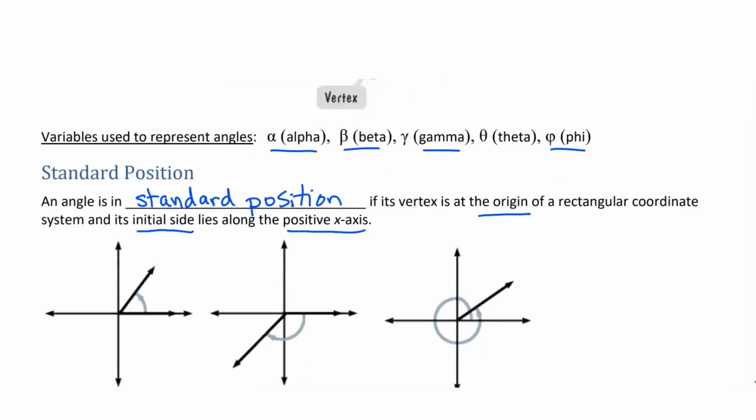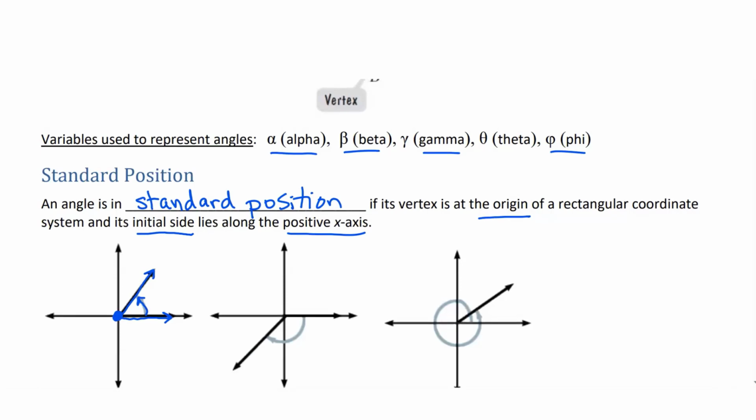So if I draw an angle in the xy coordinate system, generally what I will do is start at the origin and draw the initial side. And then I will draw the terminal side wherever it is that I want it. And then you have to draw this little arrow. You'll notice there's a direction to it, and it always goes away from the initial side.